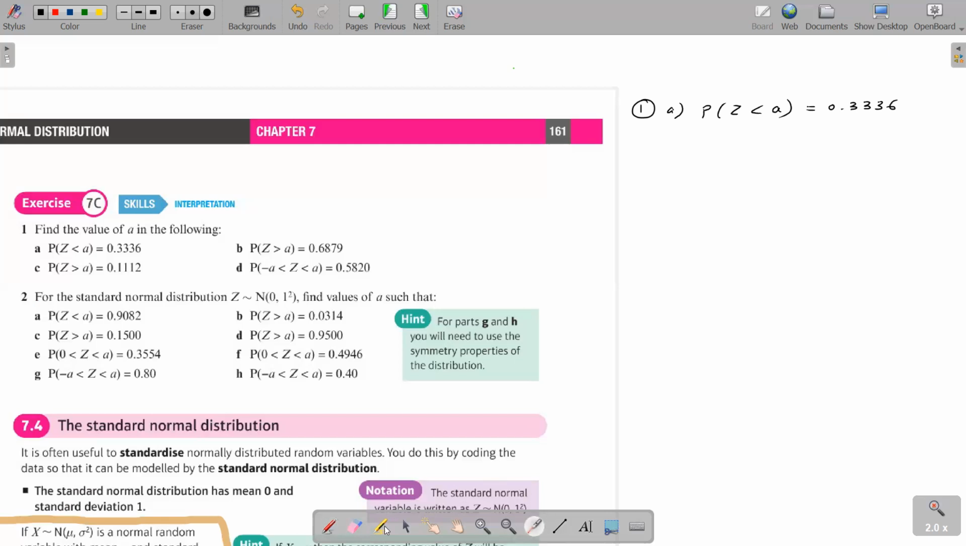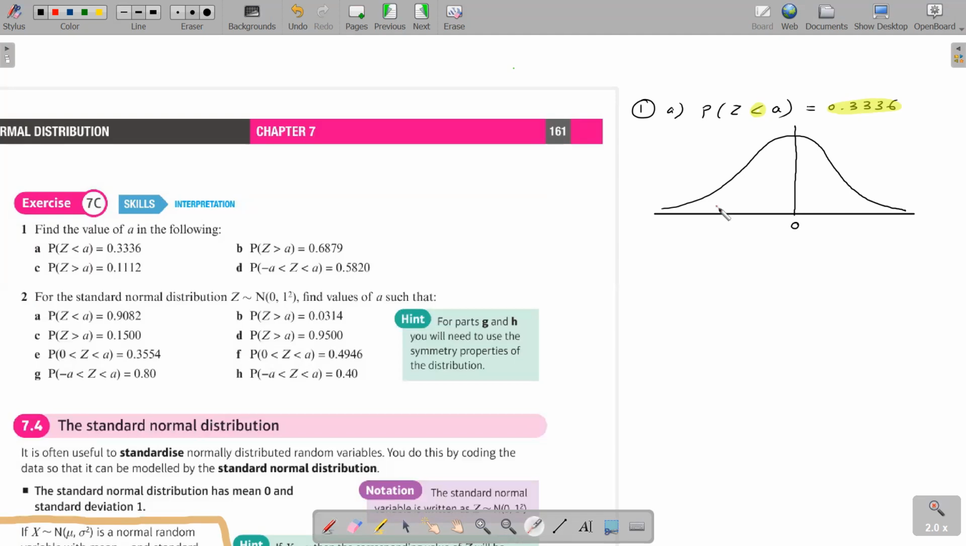I want to emphasize two important things. Number one, the direction of your inequality sign. And number two, I want you to check whether the probability value is bigger than 0.5 or less than 0.5. Why do we need this? Let me show you. I'm going to draw the graph. And you know, in a standard normal distribution, the mean is 0.